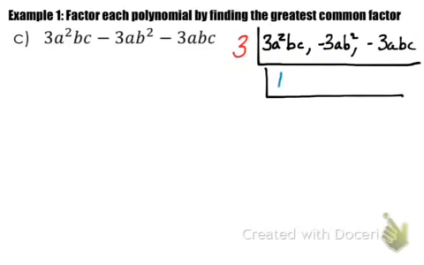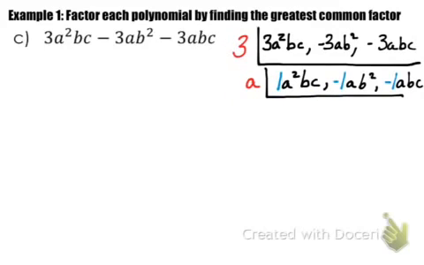And so what we're left with is just the 1a squared bc minus negative 1 ab squared and negative 1 abc. So now, of the three, we have 1, negative 1, so there's nothing really in common besides 1. But we can look at the letters and notice how they all have at least 1a. So you can factor out or divide out each term by 1a.